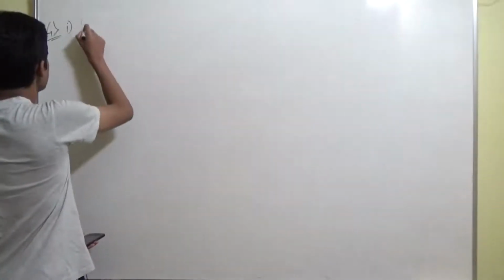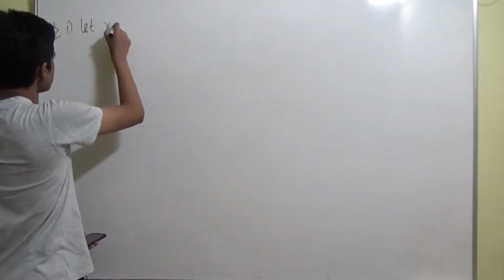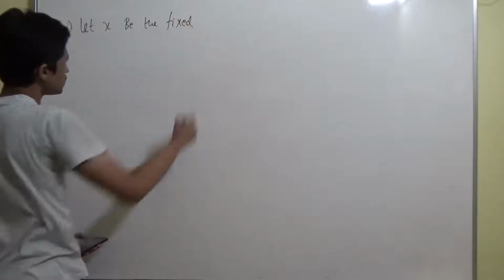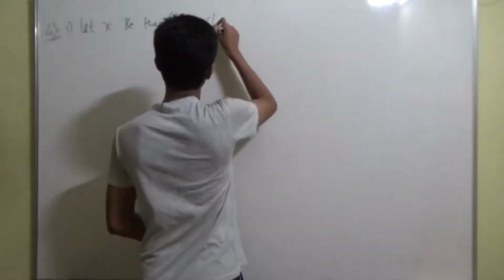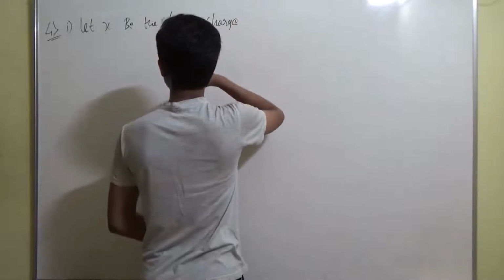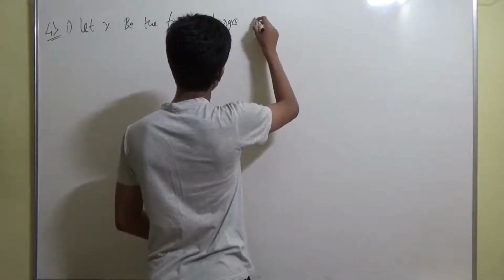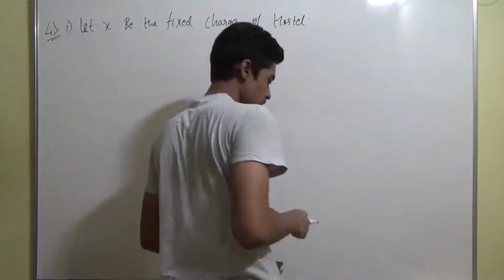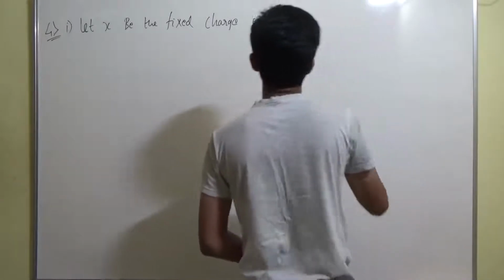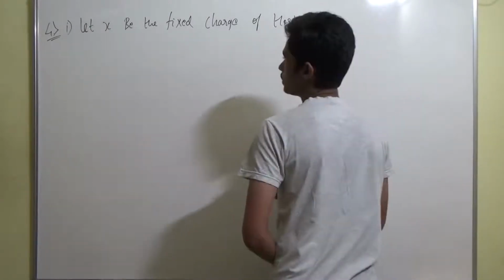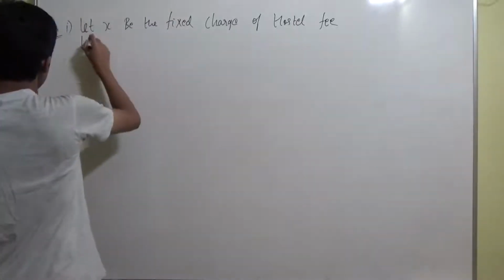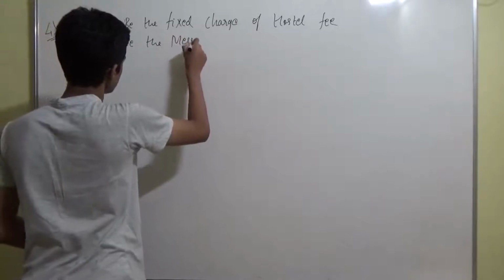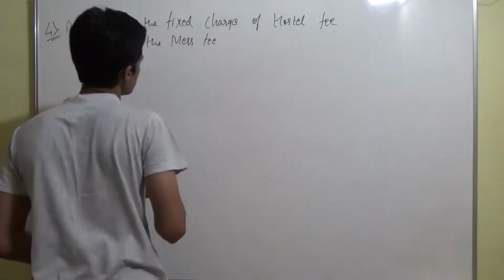So let X be the fixed charge of hostel fee. And then let Y be the mess fee per day.